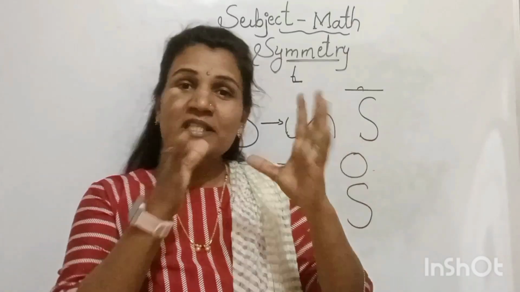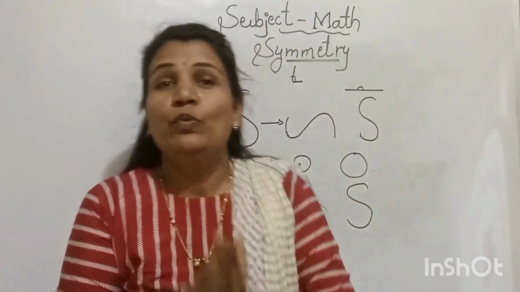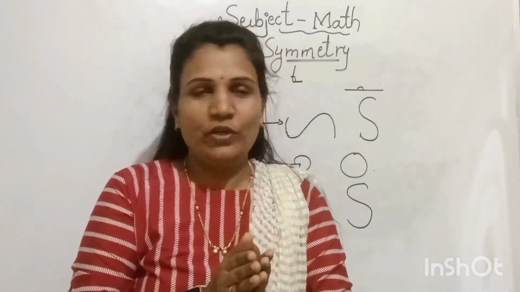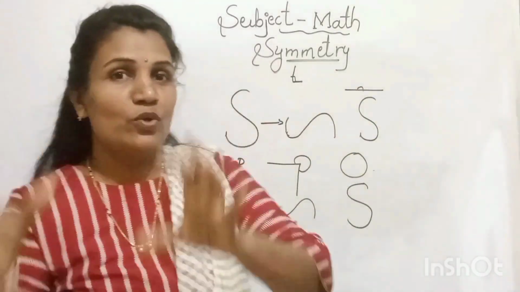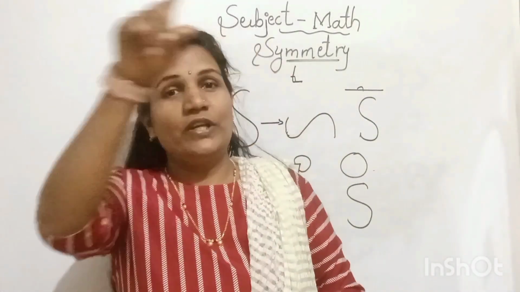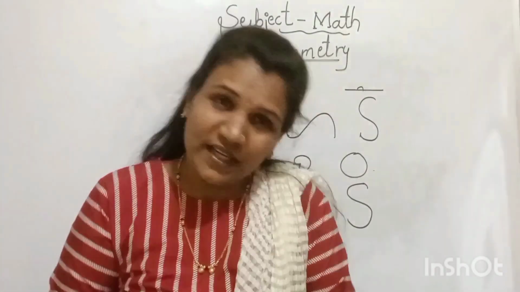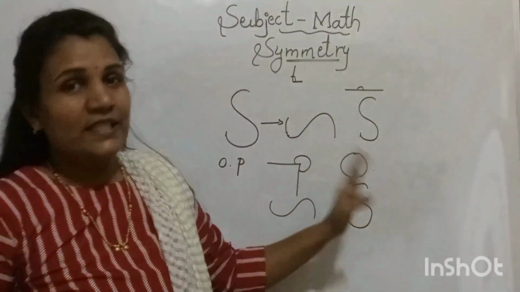How many times the letter or the object or the shape will get its original position if it rotates around 360 degrees, that is called rotational symmetry.